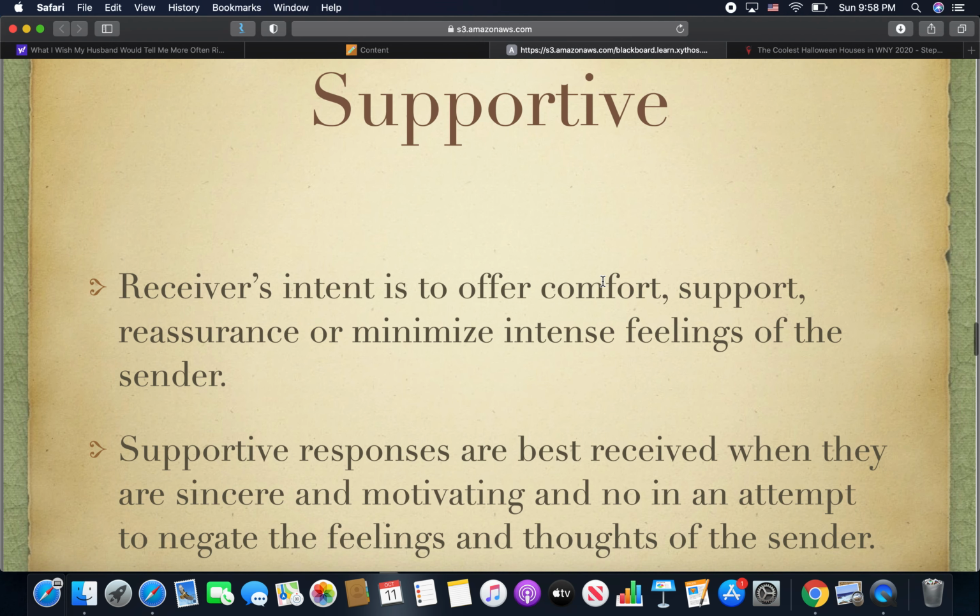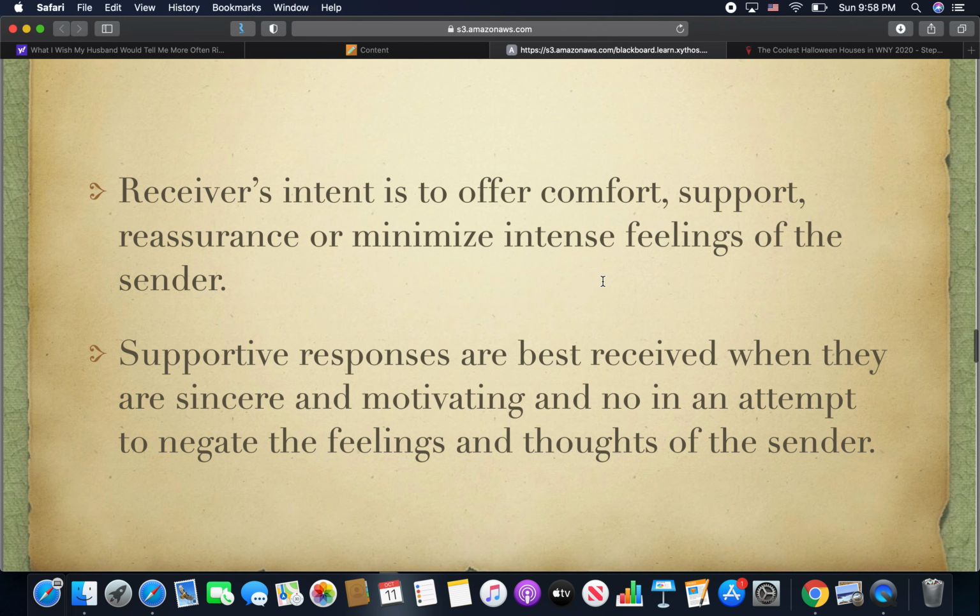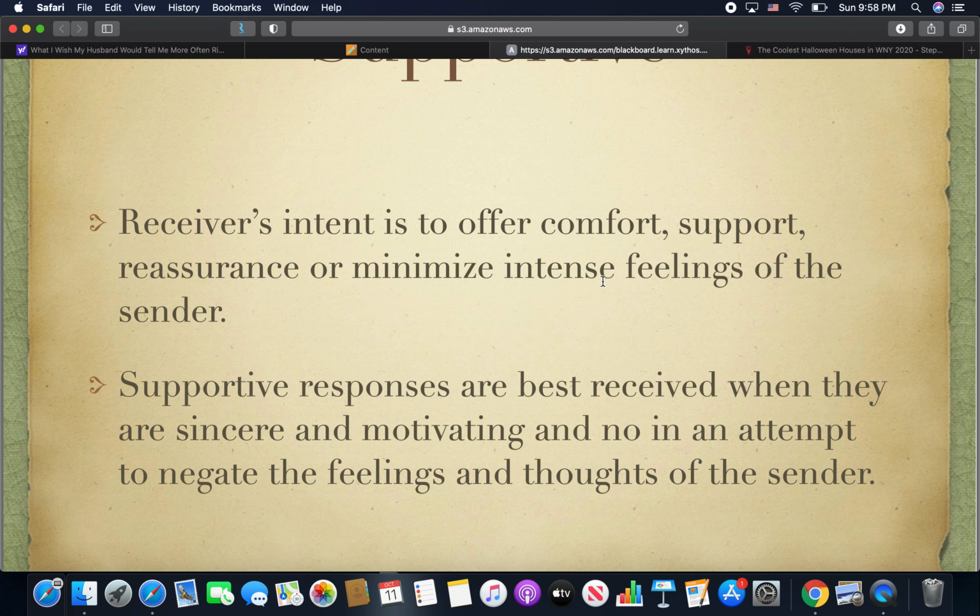The next one's the supportive one. This is that shoulder to cry on, that person that's going to listen. They're not going to try to diminish your feelings. They're not going to try to tell you that you shouldn't feel a certain way. They're just going to offer comfort and support.